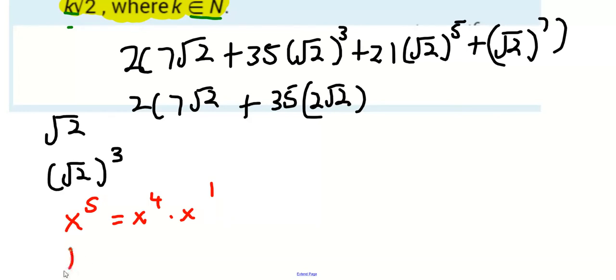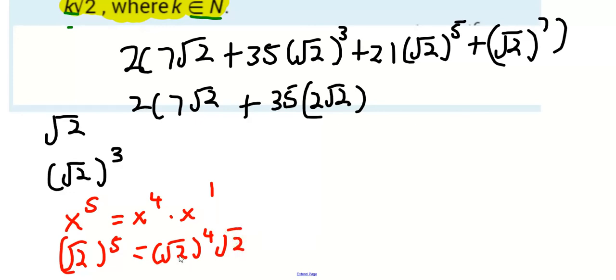Likewise, root 2 to the power of 5, and what you can tell me it is the following. You can tell me it's root 2 to the power of 4 multiplied by root 2. And I'm only going to concentrate on this part here. This is where I'm aiming my target. I'm aiming my target right here.